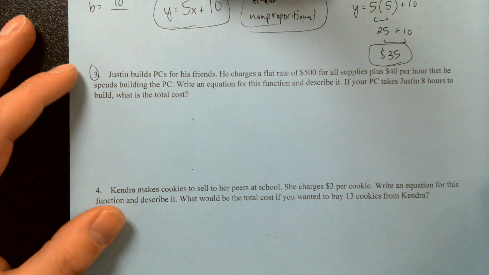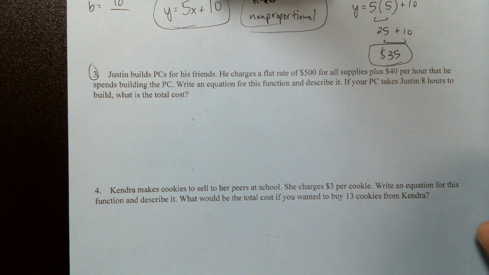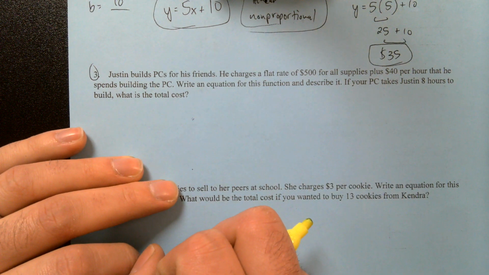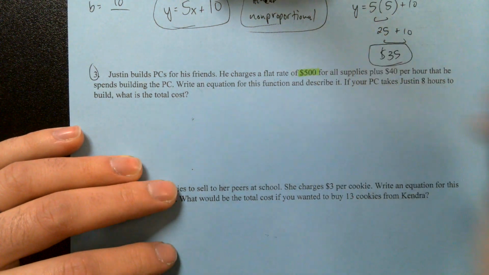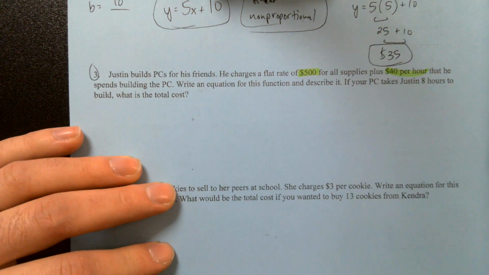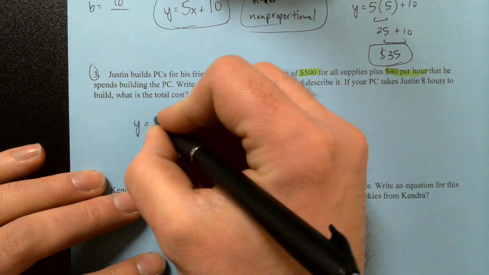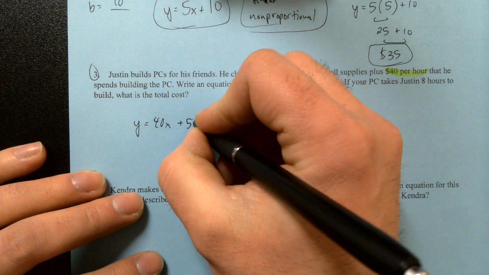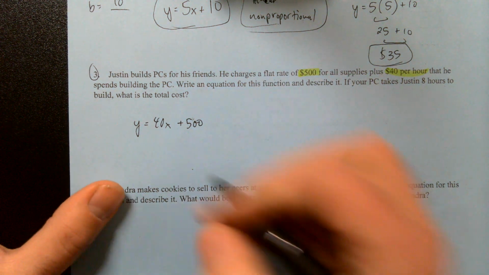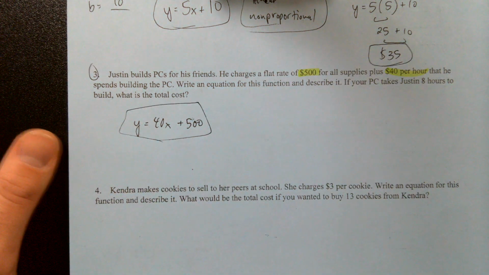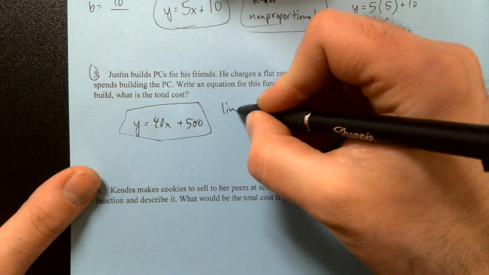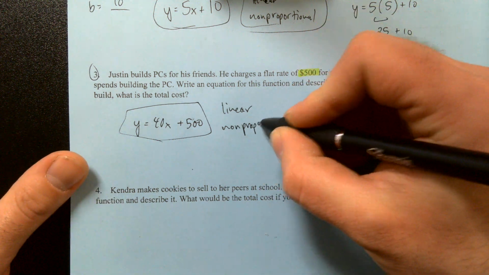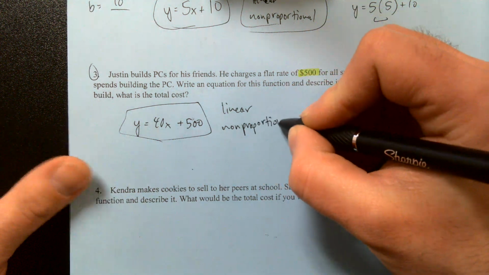Now number 3, same idea, different context. Justin's building PCs, a flat rate. How many times do I have to pay a flat rate? Just once. Plus $40 per hour. Okay, I know that 40 is my repeating number. That's going to be my M. 500 is my one-time payment. That's going to be my B. Boom, there's my equation. Once again, linear and non-proportional, because I don't have any exponents, but I do have a B value.